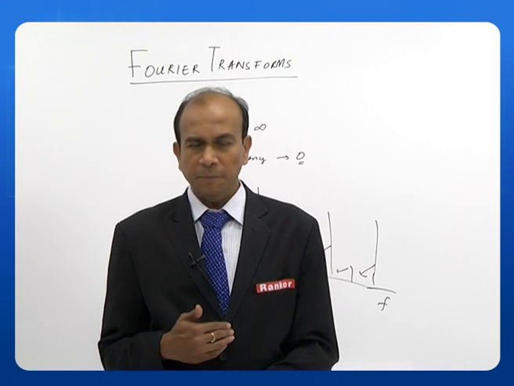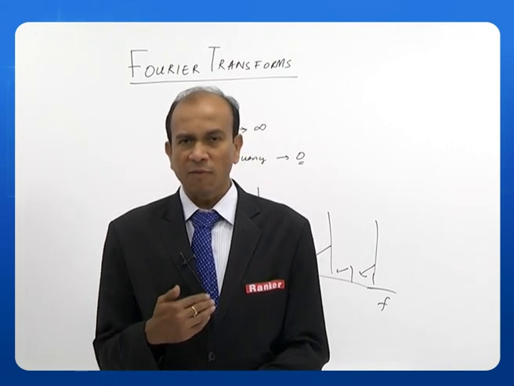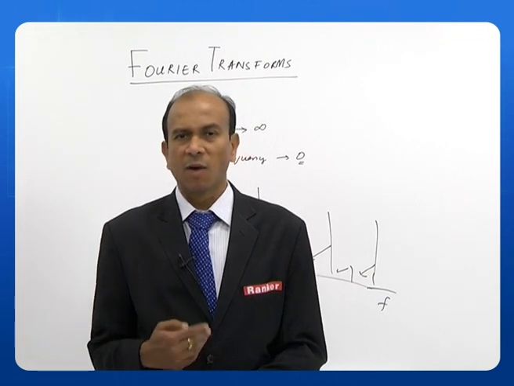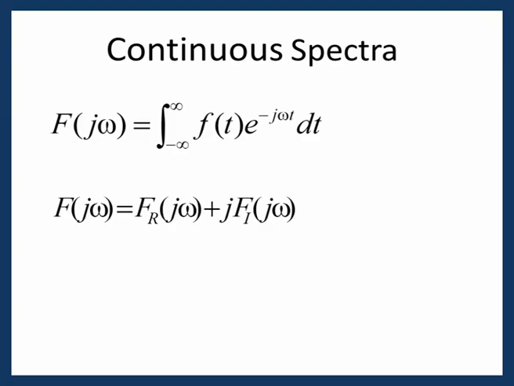So, if you see here, the frequency signal F(jω) can be broken into two parts. One is a real part and the other one is an imaginary part. The real part we indicate by capital Fr, and the imaginary part we indicate by Fi. So, j indicates the complex component. We have a real component and a complex component.